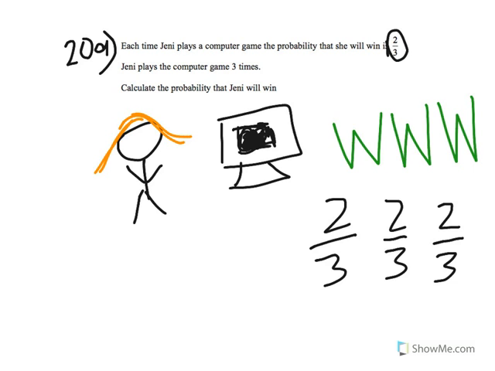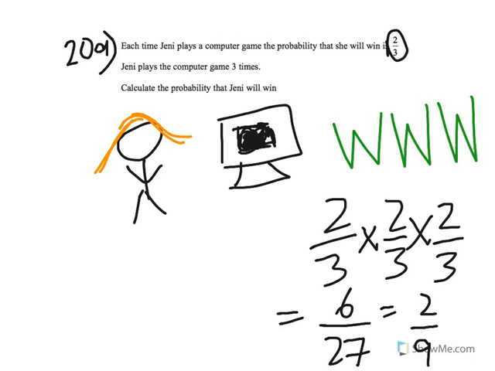The total probability that she is going to win is when you multiply all of these together, because there are 3 different instances. She plays it 3 times, she doesn't play it all at once, so that's why it's being multiplied together. If you do this, you're going to get an answer of 6 over 27, which simplifies to 2 over 9. So the total probability that Jenny will win thrice in the 3 computer games is 2 out of 9.